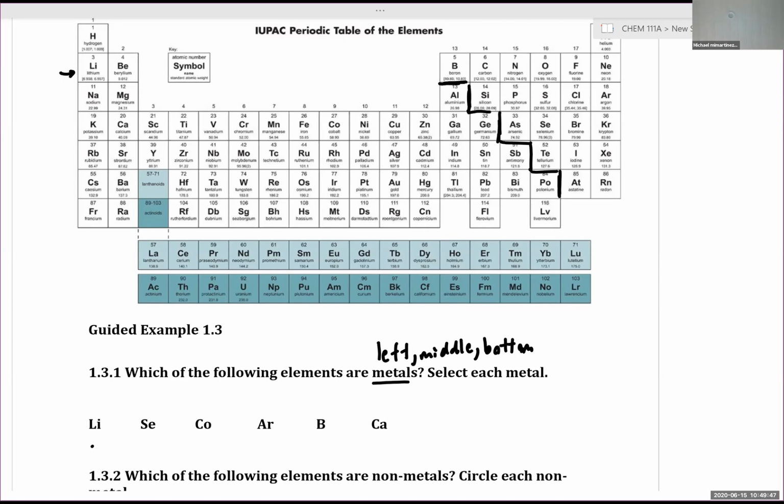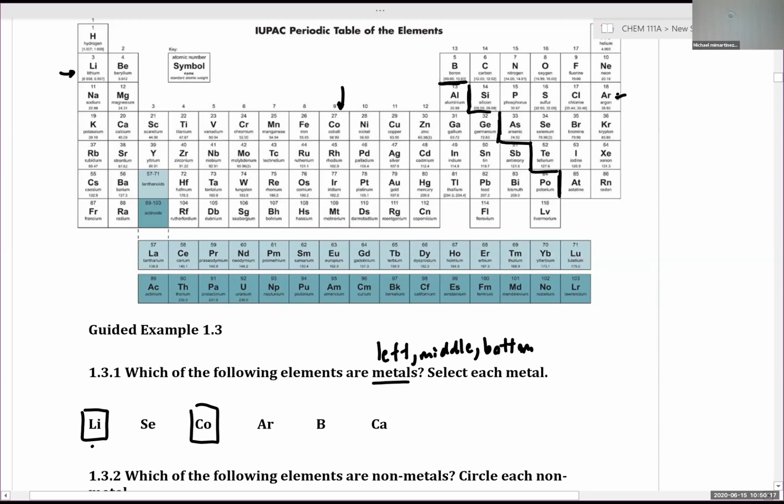Yep, perfect. It's on the left-hand side, perfect. What about selenium? Is selenium a metal? No, so we're not going to circle that. What about cobalt? CO for cobalt, it's right here. Is that in the metal or non-metal section? It looks like it's in the metal section.